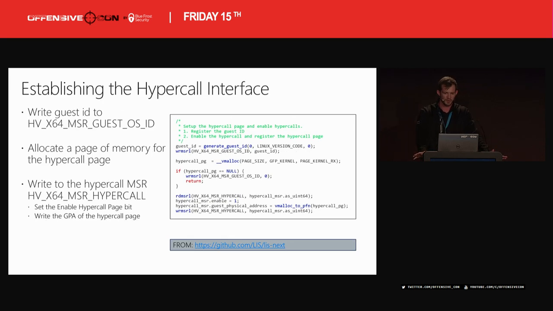So here's an example for establishing that hypercall page. This code snippet is taken from the Linux Integration Services for Hyper-V. It's really one of the best open source resources right now for seeing how to interface with Hyper-V. Not only for talking with hypercalls, but it also contains some of those VSCs for communicating with the synthetic devices. So I'm going to give a shout out to Alex Ionescu.